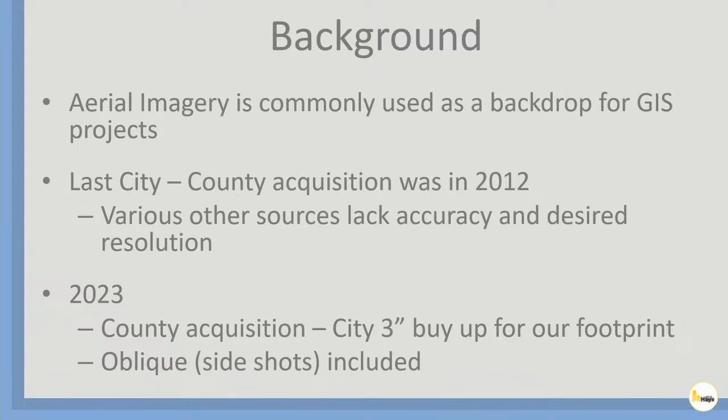Well, the county, Ellis County, did decide to fly using funds that they had in 2023. And at that time, they had decided they were going to fly at 6 inches resolution, and we preferred the 3-inch, so they allowed us to do a buy-up for our footprint to go from 6-inch to 3-inch, which is what we've had from 2012, in our original flight. So not only the upgrade to the 3-inch for the footprint was included, but obliques, which are side shots, were also included. And I'll show you an example of that in a second here.